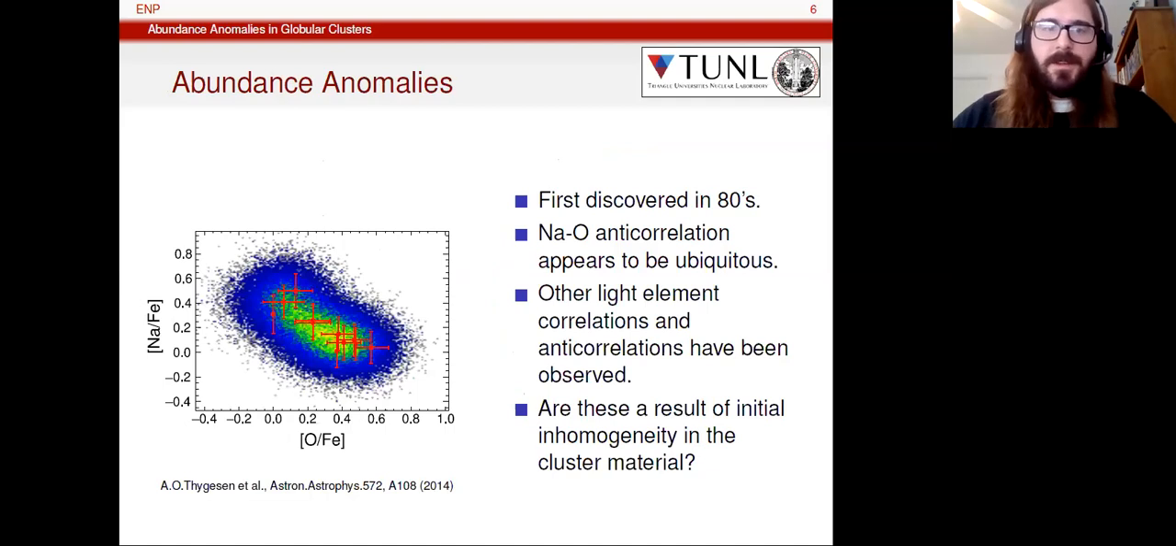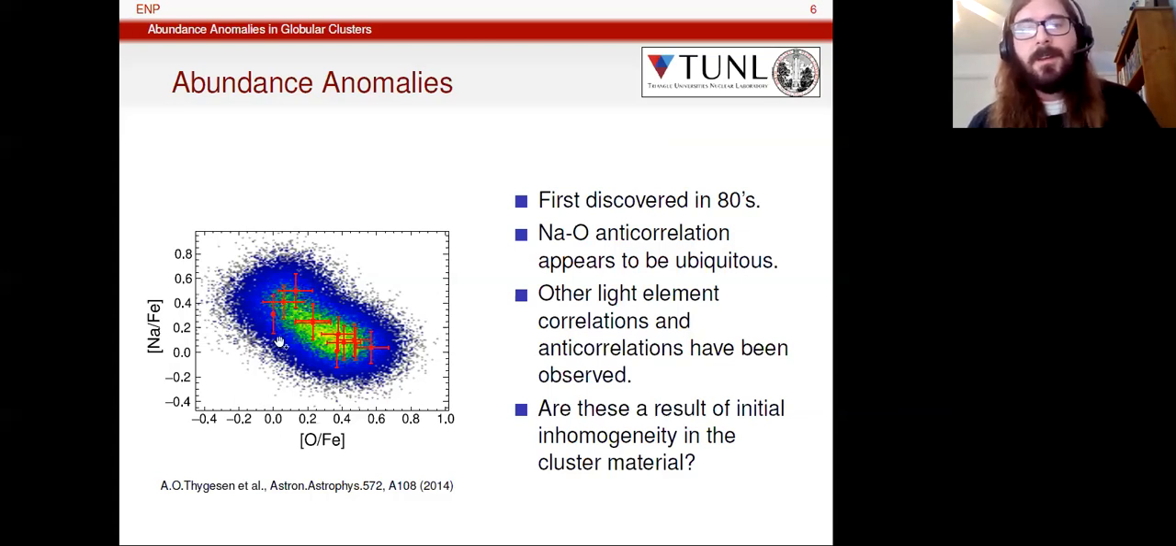However, in the 80s, as we started to gain better spectroscopic analysis, we could actually start looking at the individual surface abundances on stars within the cluster. And so on the left is one of the earliest observations we had that there was some sort of inhomogeneity in the stars within the cluster. And since then, this sodium and oxygen anticorrelation, with the red points being individual stars within the cluster, shows that stars within the cluster appear to show an enrichment in sodium and a depletion in oxygen, or no enrichment in sodium and a normal amount of oxygen.